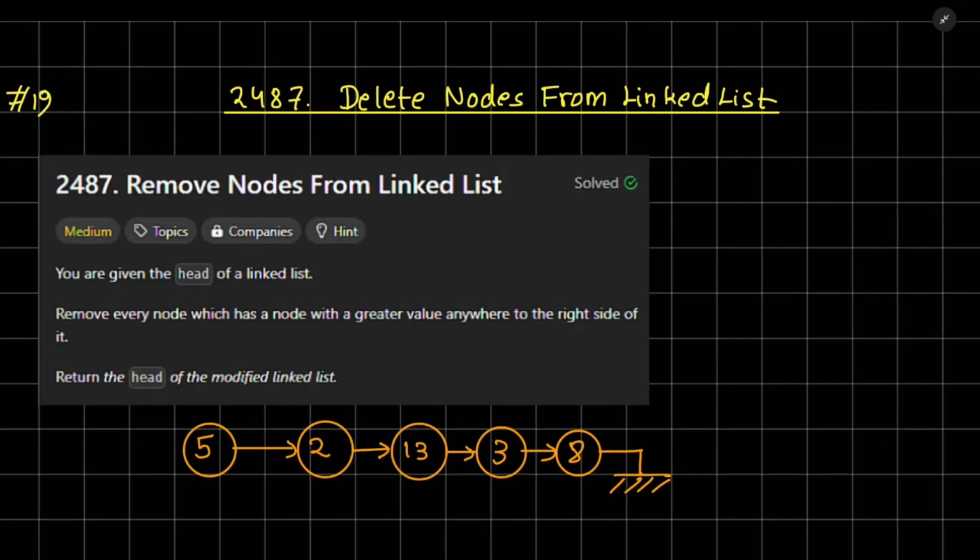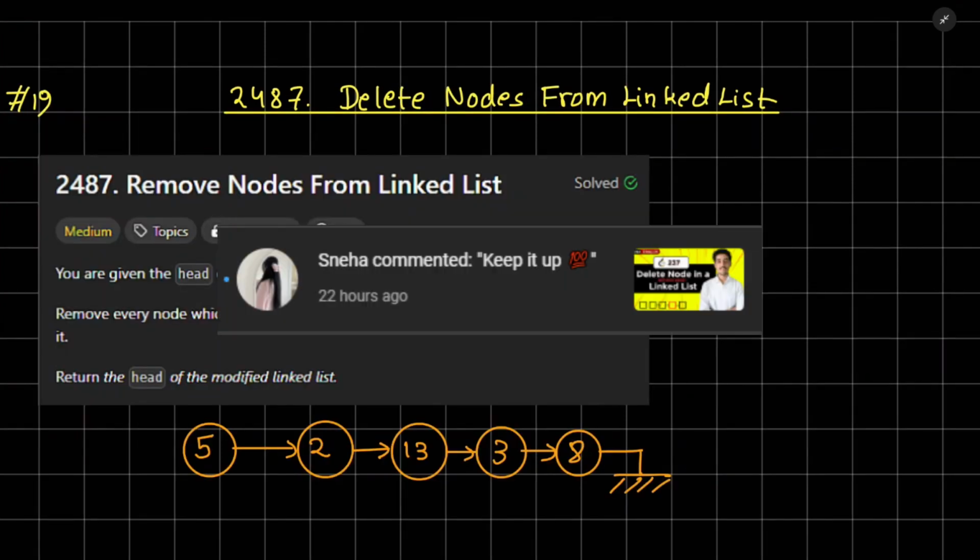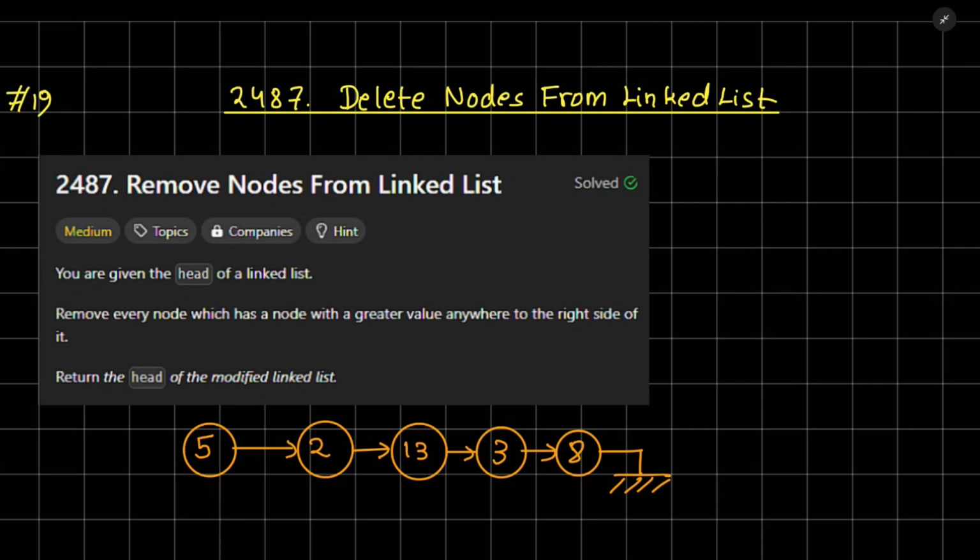Hello everyone, today we have this medium problem, remove nodes from linked list. In this problem we are given a linked list, and what we have to do here is delete nodes from this linked list such that they have a value greater than the value in that node ahead of the linked list.